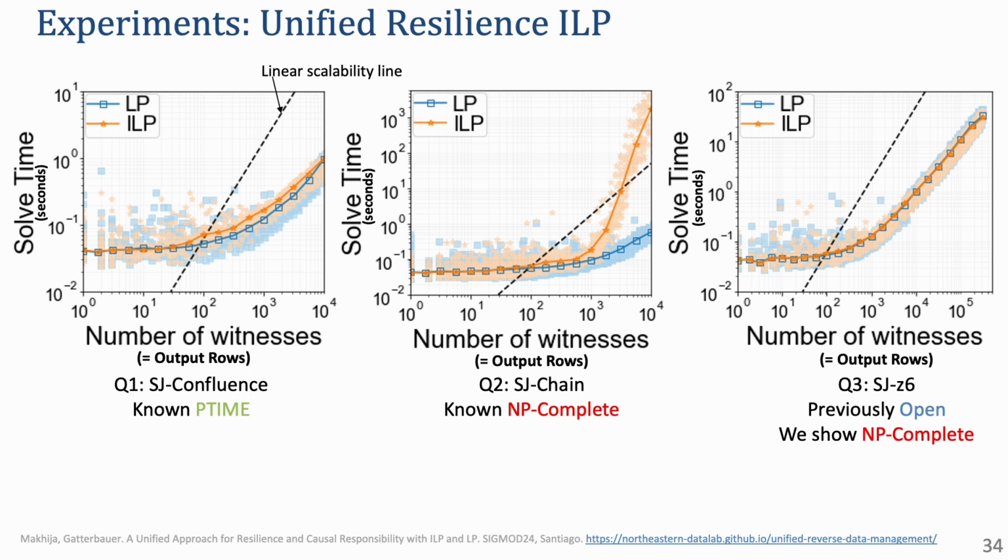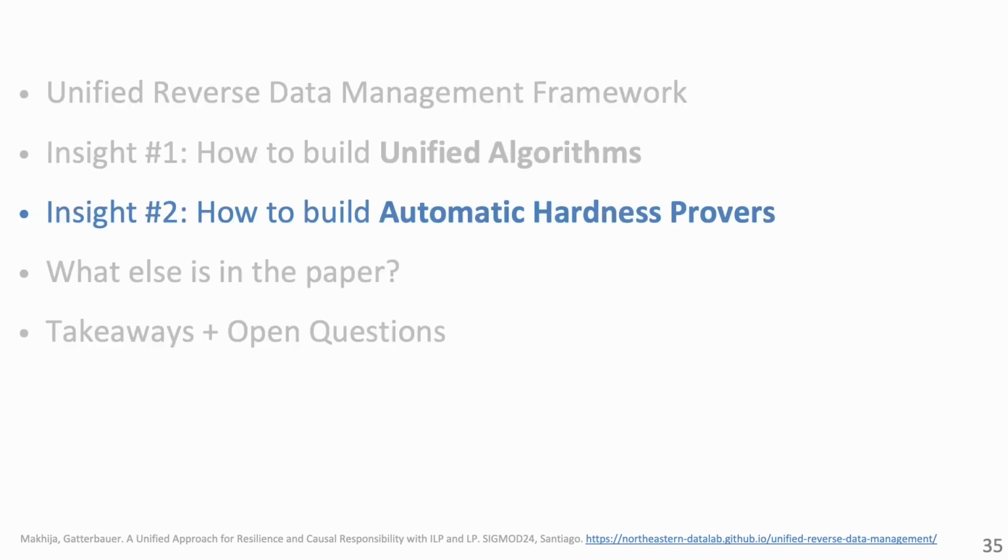And this sort of shows the power of this approach: while in the worst case this query is indeed hard, on randomly selected experimental cases, the ILP still works pretty well. I would also like to present a different insight from the paper about automatic hardness gadgets.